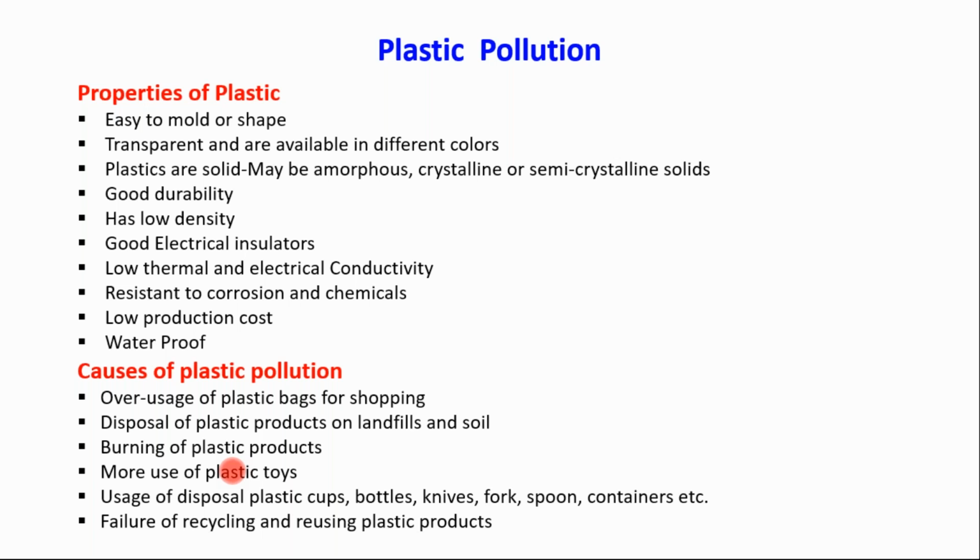More use of plastic toys. Nowadays, whatever toys we observe in the market which are cheaper, those plastics are normally constituted of toxic or poisonous plastic materials. Then use of disposable plastic cups, bottles, knives, forks, spoons, containers, etc. We were using all these materials, but now the government of Maharashtra has banned these types of material which are used on a daily basis.